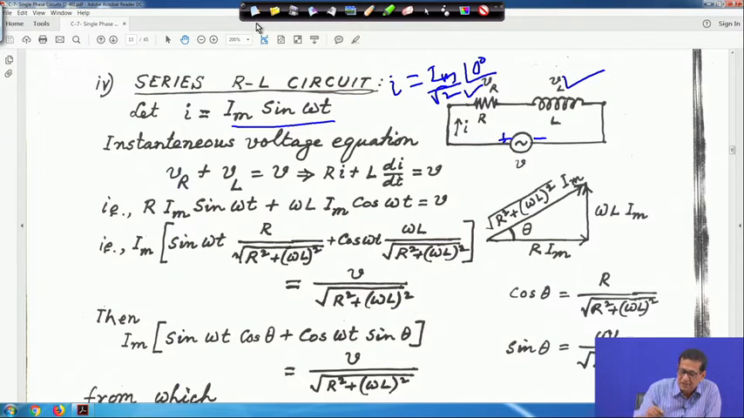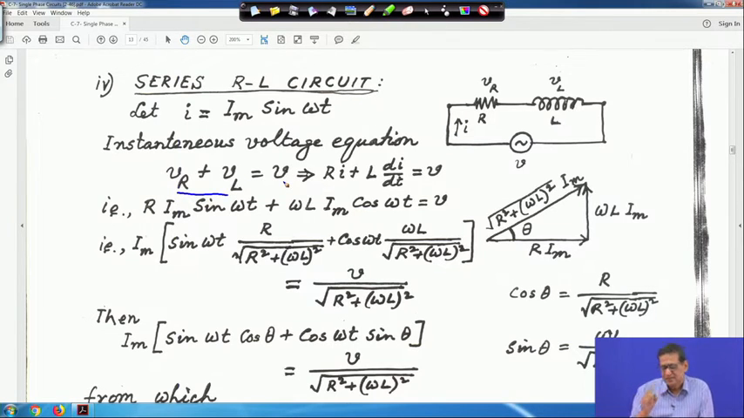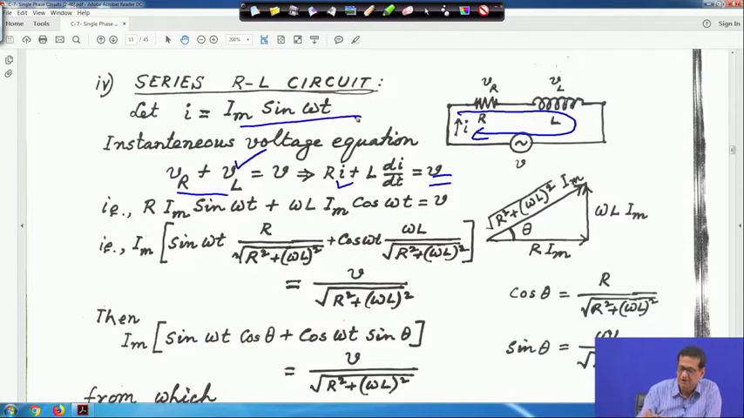Next is the instantaneous voltage, VR plus VL is equal to V. VR is the current flowing, so it is iR, and VL is L into di by dt. So V is equal to iR plus L di by dt. Now i is equal to Im sin omega t. If you substitute here, it will be R Im sin omega t plus omega L Im cos omega t is equal to V.